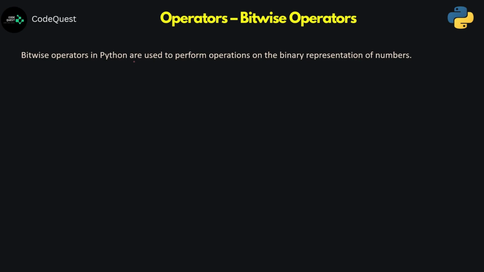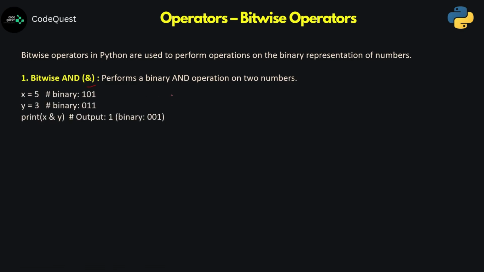Bitwise operators in Python are used to perform operations on the binary representation of numbers. So when I say binary representation, we are going to deal with numbers having digits 0 and 1. Now bitwise AND is going to perform the AND operation on two numbers in the binary format.